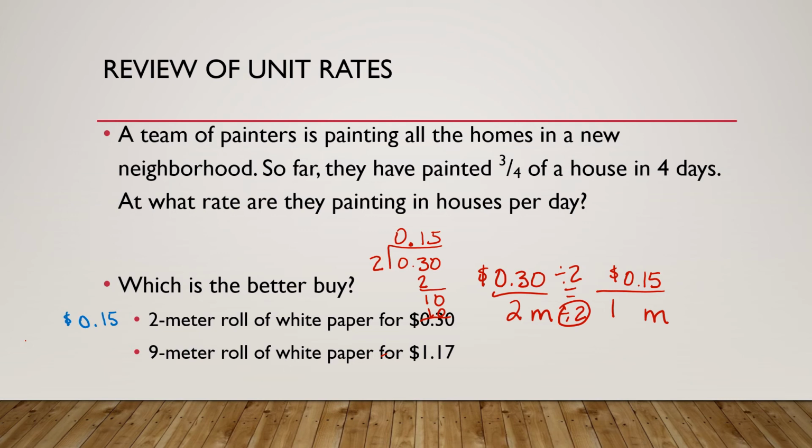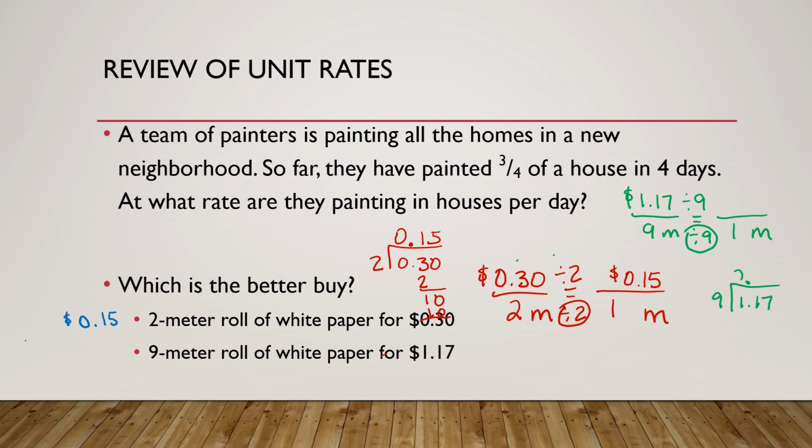Okay, so let's go back over here and try the 9-meter roll. So we were paying $1.17 for a 9-meter roll. And we need to know, well, how much are we paying for 1 meter in that case? So 9 down to 1 means we're dividing by 9. And we're going to divide by 9 on the top. So we have $1.17 divided by 9.